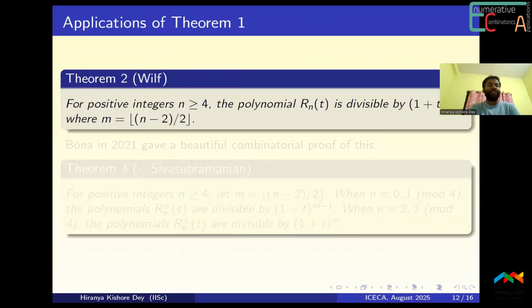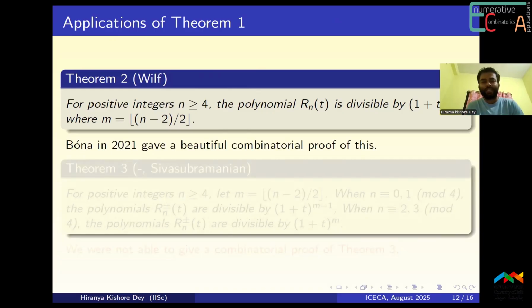Now we see some applications of our result. In 2000, Wilf actually gave a proof that for every positive integer n greater than or equal to 4, the polynomial Rn(t) is divisible by a large power of 1 plus t. And Bona in 2021 gave a beautiful combinatorial proof of this. It's very beautiful. He gave a beautiful group action based proof of the same fact.